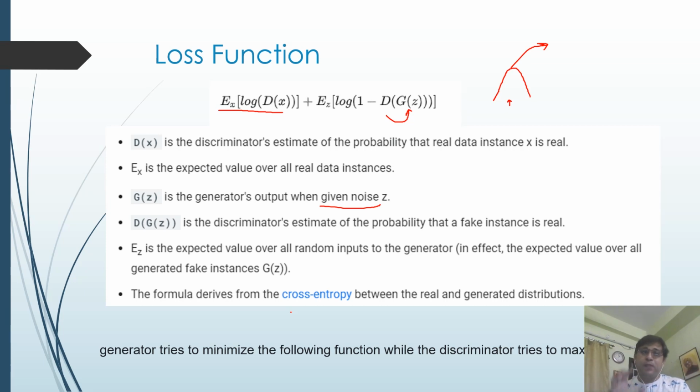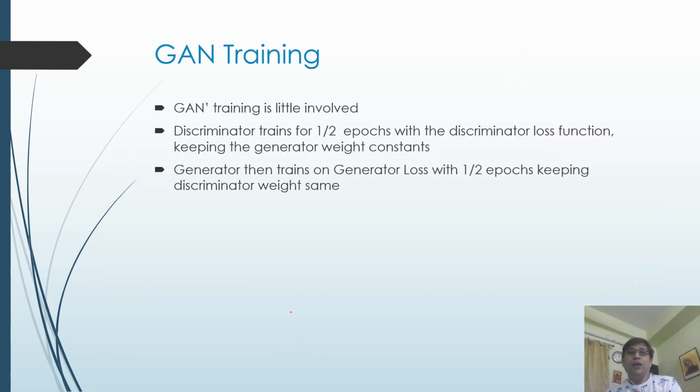One other thing is how the training happens in the case of GAN. The training of generator and discriminator cannot happen together, so they happen alternately. First maybe the generator is trained for 1 to 2 epochs, then the discriminator is trained for 1 to 2 epochs, and that's how it continues. But whenever we are training the generator, the discriminator weights need to be kept constant.